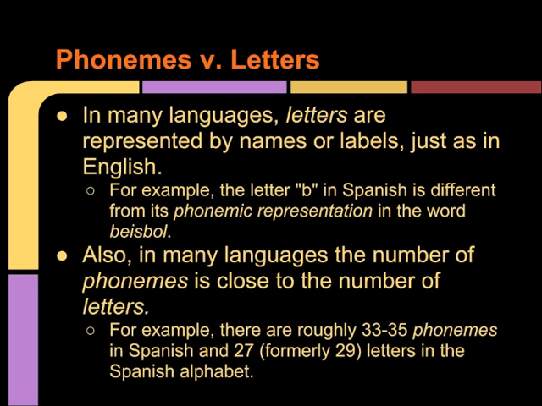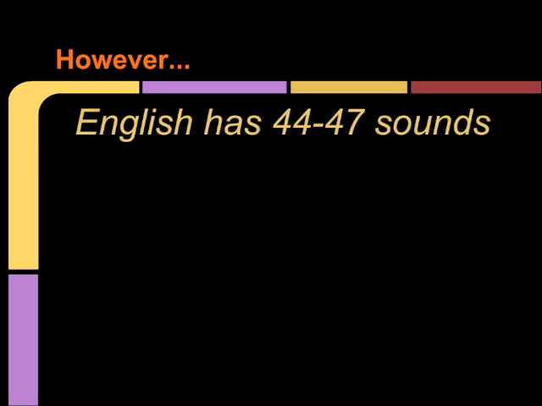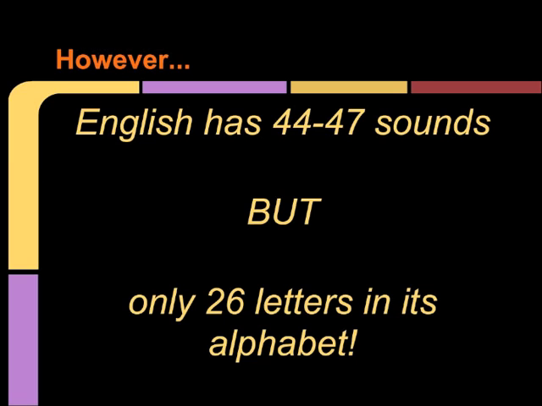In many languages, letters are represented by names or labels, just as in English. For example, the letter B in Spanish is different from its phonemic representation in the word baseball. Also, in many languages, the number of phonemes is close to the number of letters. For example, there are roughly 33 to 35 phonemes in Spanish, and 27, formerly 29, letters in the Spanish alphabet. However, English has 44 to 47 sounds, but only 26 letters in its alphabet.